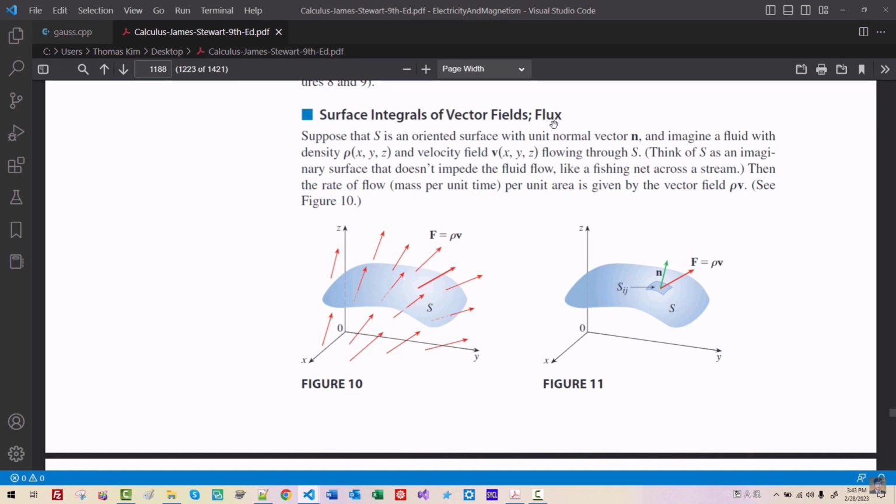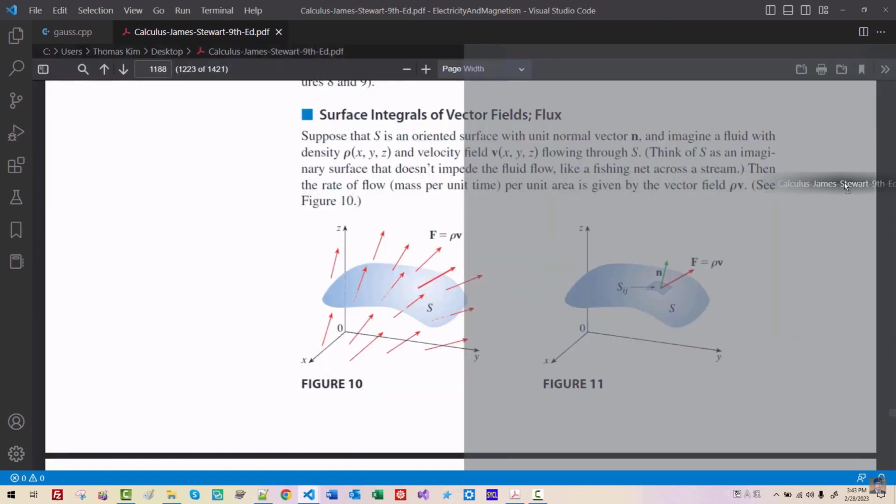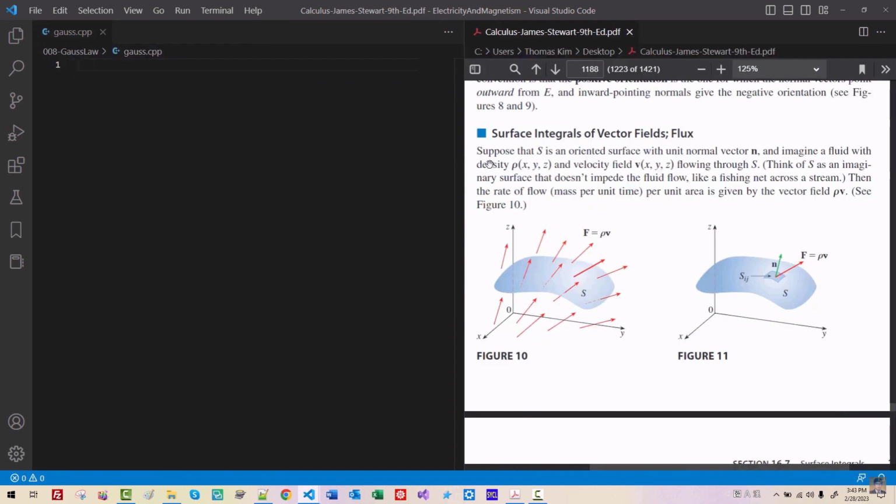I will explain Gauss' law from scratch, starting with flux. I will arrange side by side. We have to read our text very carefully. Suppose that S is an oriented surface with unit normal vector n. S is a surface, and imagine a fluid with density rho and velocity field V flowing through S. So, a fluid is passing through this surface. N is the normal vector to this surface.